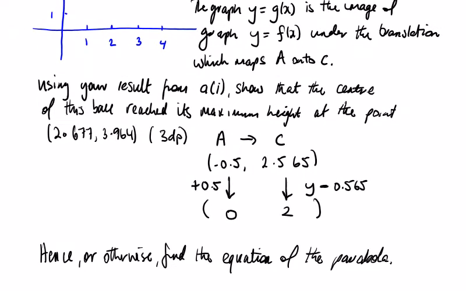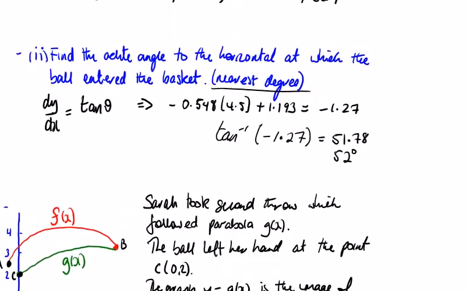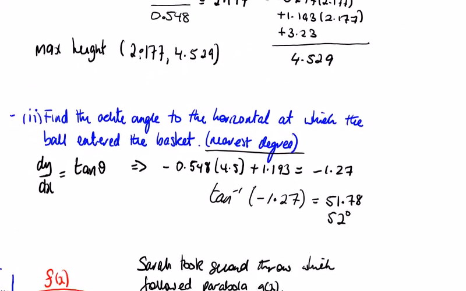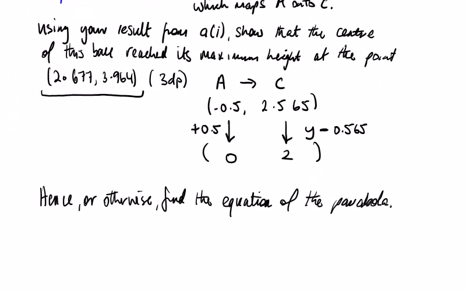So it says: use your result from part 1 to show that the center of the ball reaches max height at this point. Well, we have the other max height point. What was the other max height point? Let's just double check it. 2.177, 4.529. You nearly should see the answer at this point.